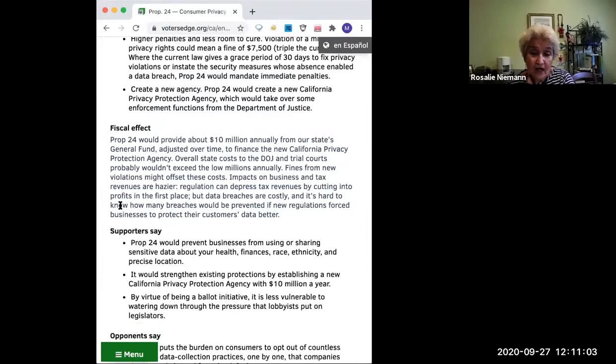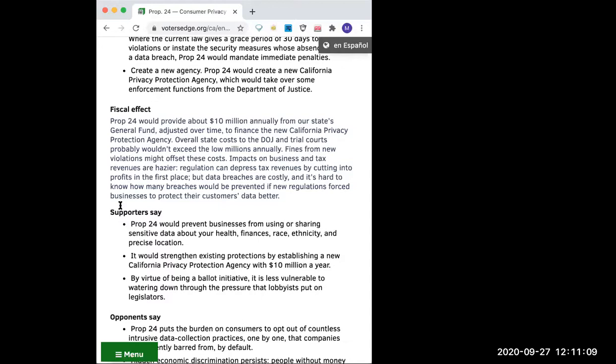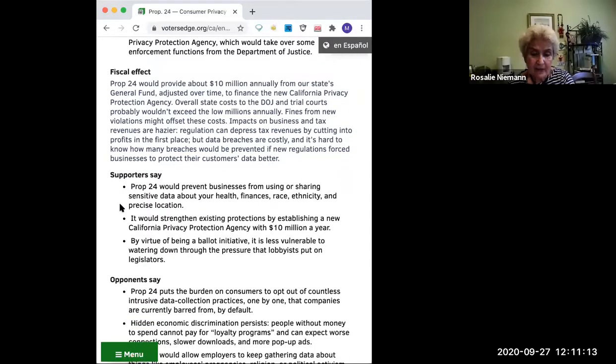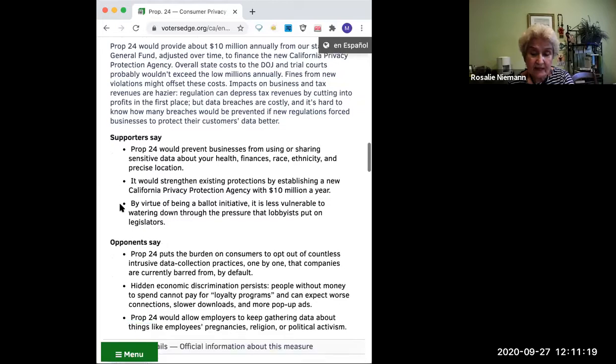Data breaches are costly, and it's hard to know how many breaches would be prevented if new regulations forced businesses to protect their consumers' data better. Supporters say that it would prevent businesses from using or sharing sensitive data about your health, finances, race, ethnicity, and precise location. It would strengthen existing protections by establishing a new protection agency with $10 million a year.